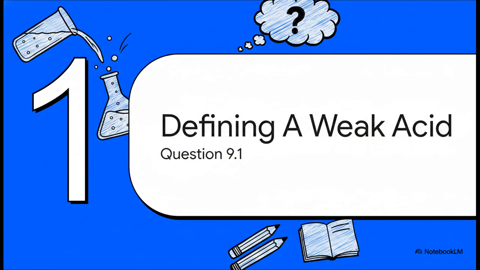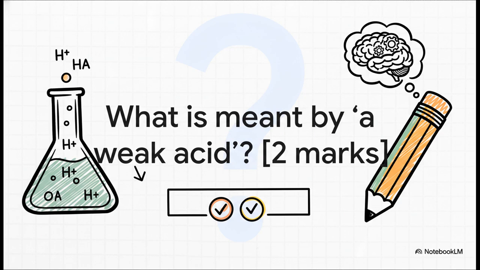Now this is a really fundamental concept in acids and alkalis, and it's a classic 2-mark definition question. Let's see exactly what they're asking. So the question is simple enough. What is meant by a weak acid? 2 marks up for grabs. Just take a second and think. How would you phrase your answer? What are the key bits of science, those key buzzwords you'd need to include?